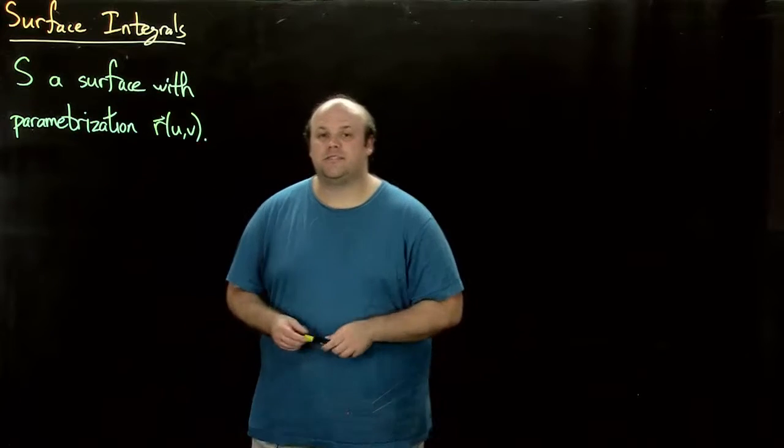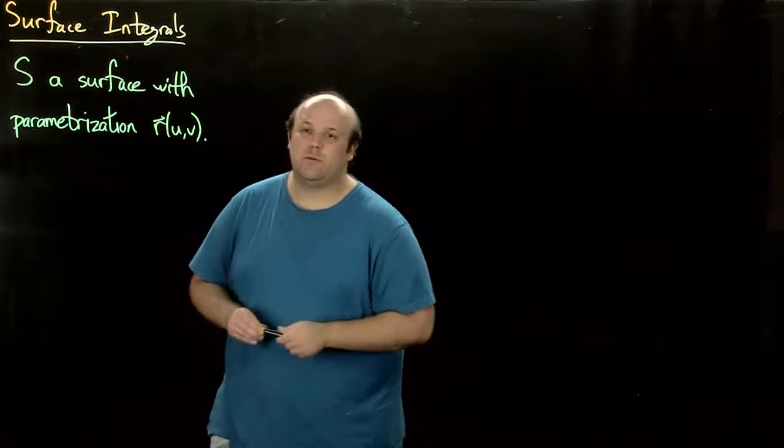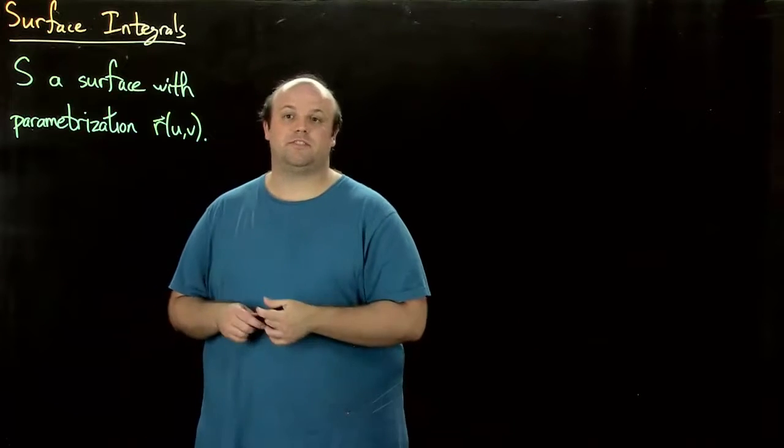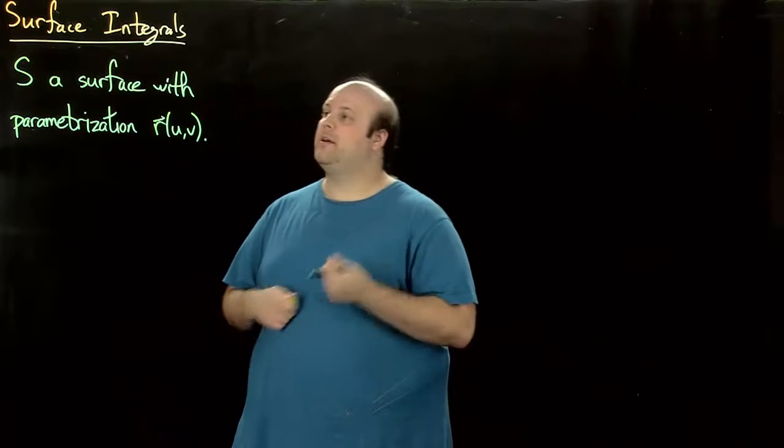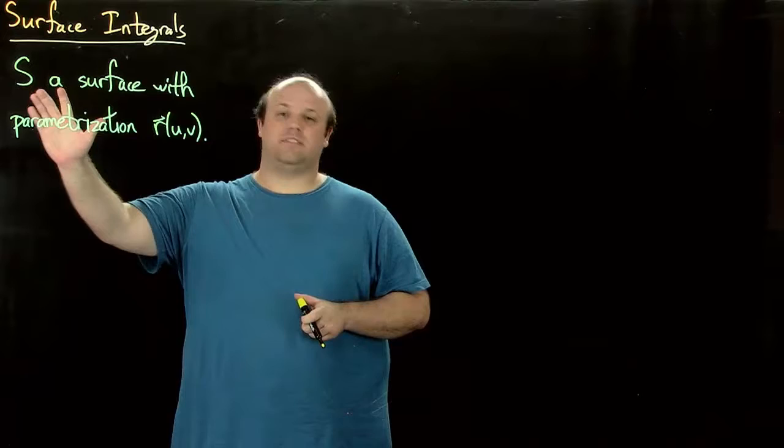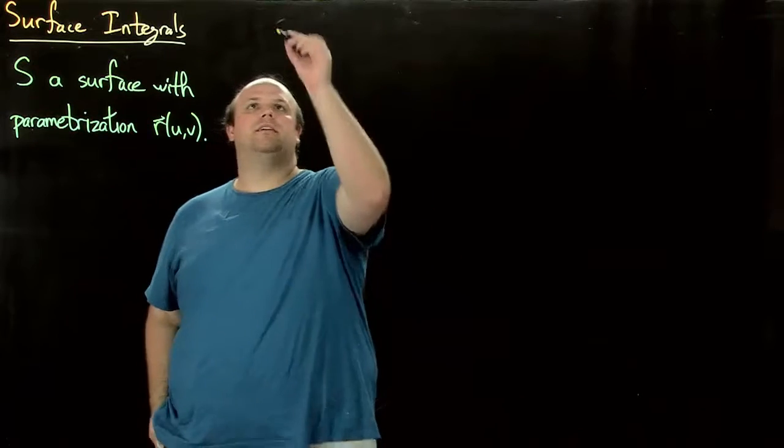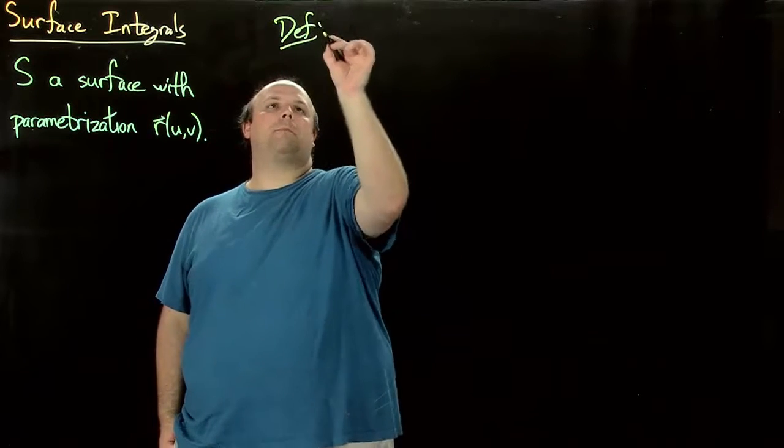So to define the next kind of integral we're going to be working on, we need to define a new term, a new property of a surface, and that's orientability. Let's say we have a surface S. A definition here.